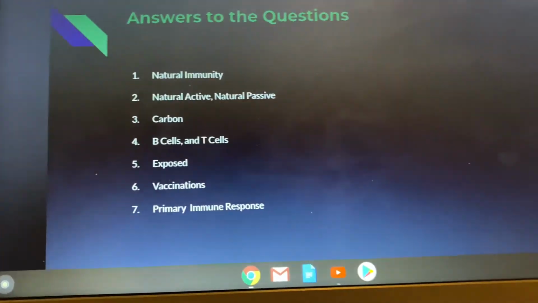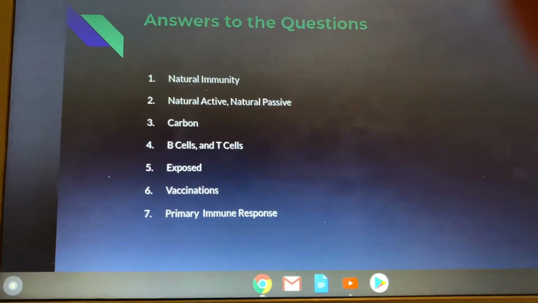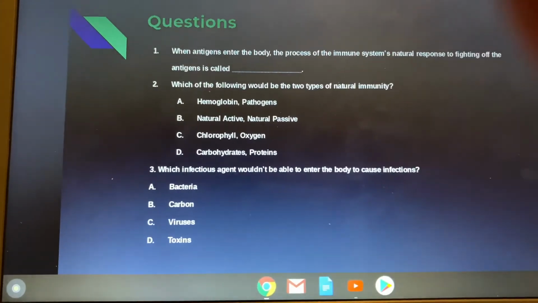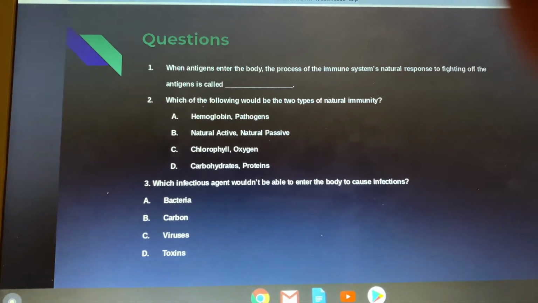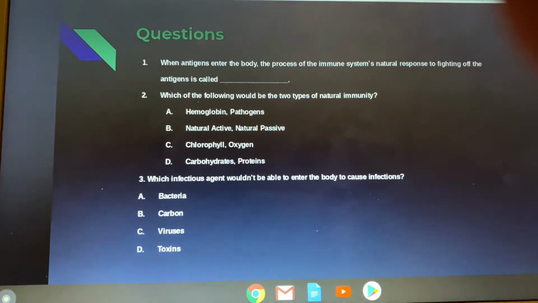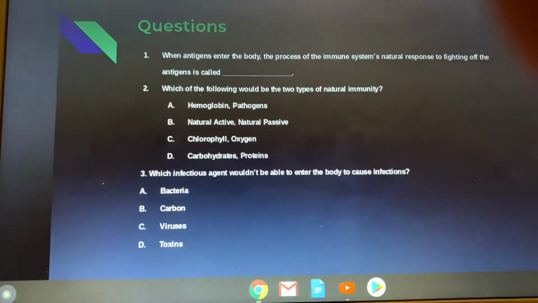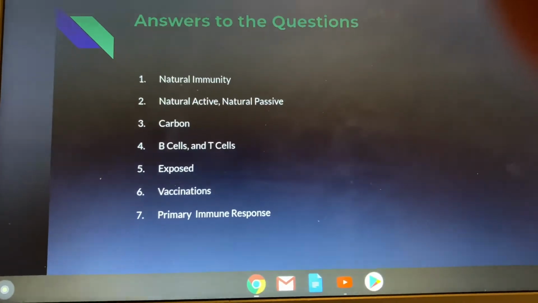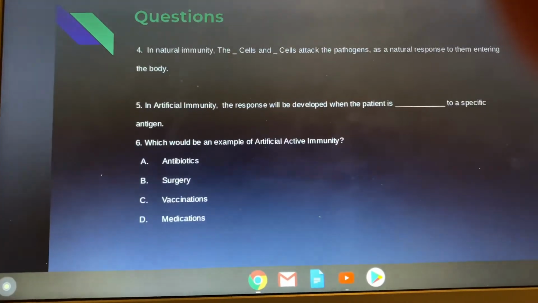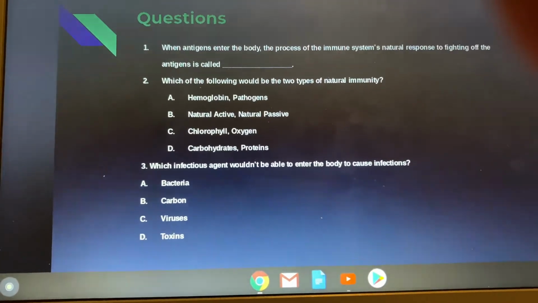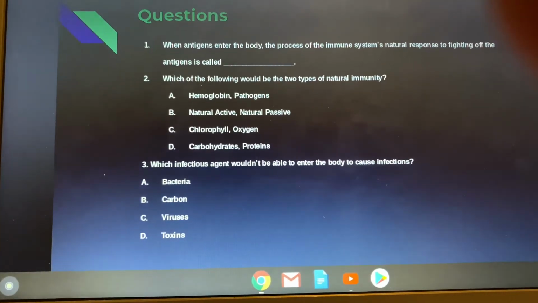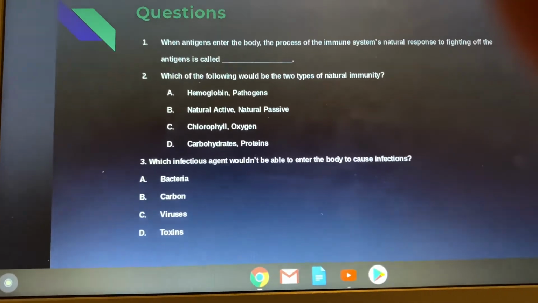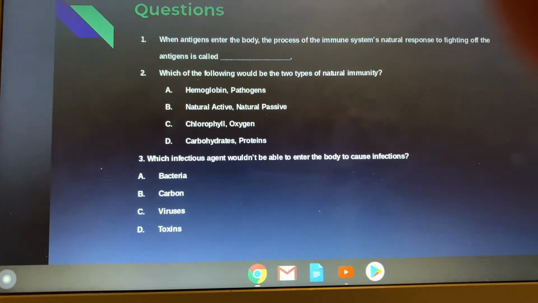Now I have the answers for those questions. Now with the first one, when antigens enter the body, the process of the immune system's natural response to fighting off the antigens is called natural immunity. The second one, which of the following will be the 2 types of natural immunity? That would be B, natural active and natural passive.